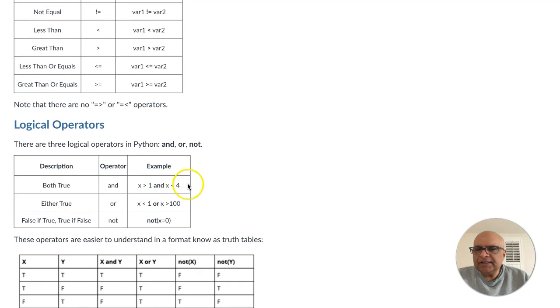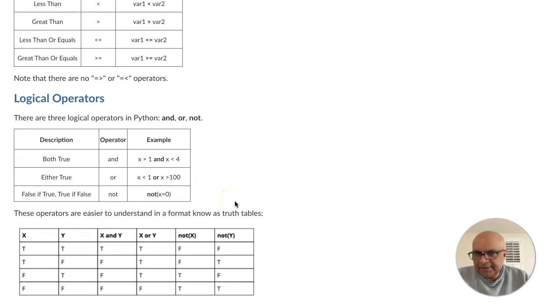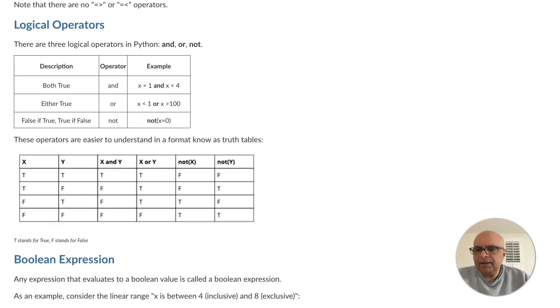Now, these operators are sometimes easily understood if you create a truth table, which is used in computer science quite often. So you have 2 operands, x and y, and you will notice that x and y is only True if both are True and is False otherwise. x or y is True except when both are False. not x basically negates the value of x, and not y basically negates the value of y.